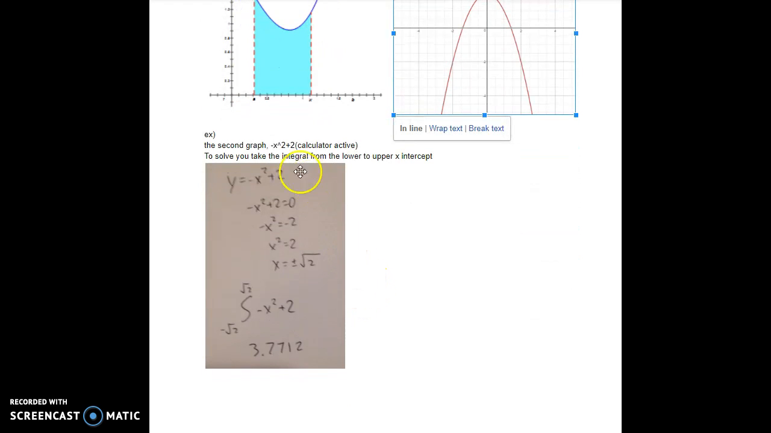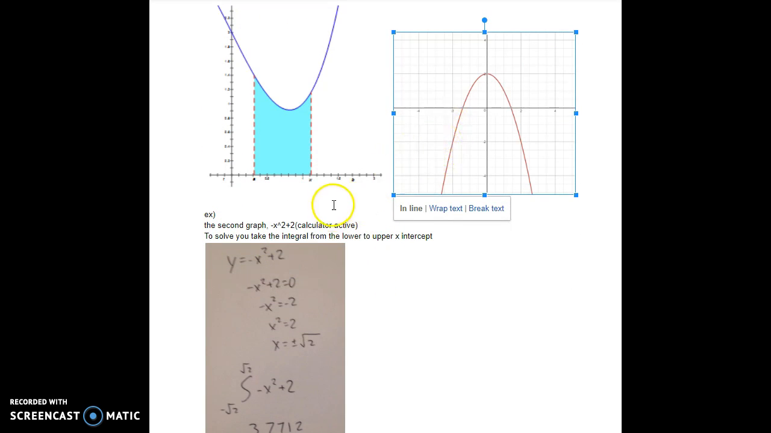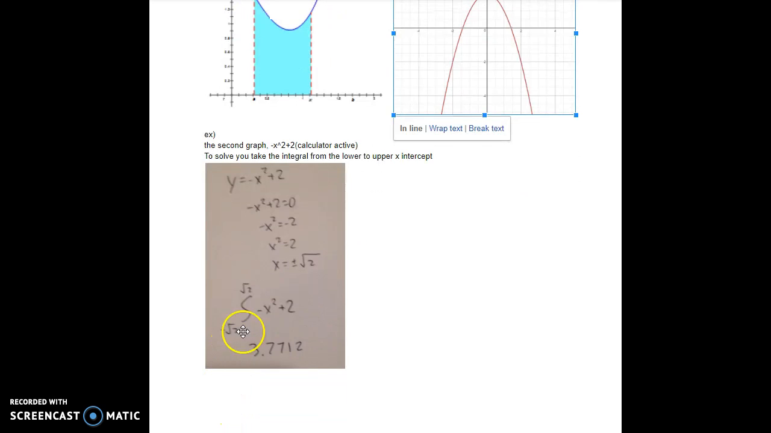So, for example, we have the second graph, which is negative x squared plus 2. So to solve this, like I said before, take the integral from the lower to the higher x-intercept. So our lower x-intercept we determine by making our y equal to 0, so negative x squared plus 2 equals 0. And then you just solve for x, so you get x equals plus or minus square root of 2. So obviously negative square root of 2 is going to be your lower intercept, and positive square root of 2 is going to be your higher intercept.